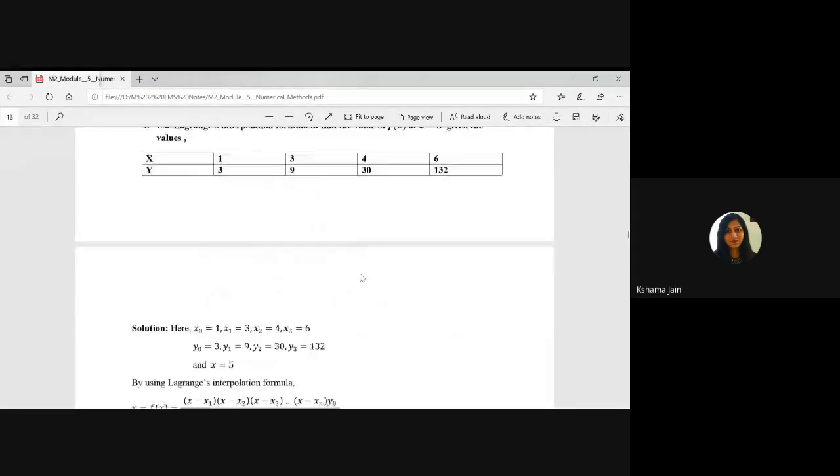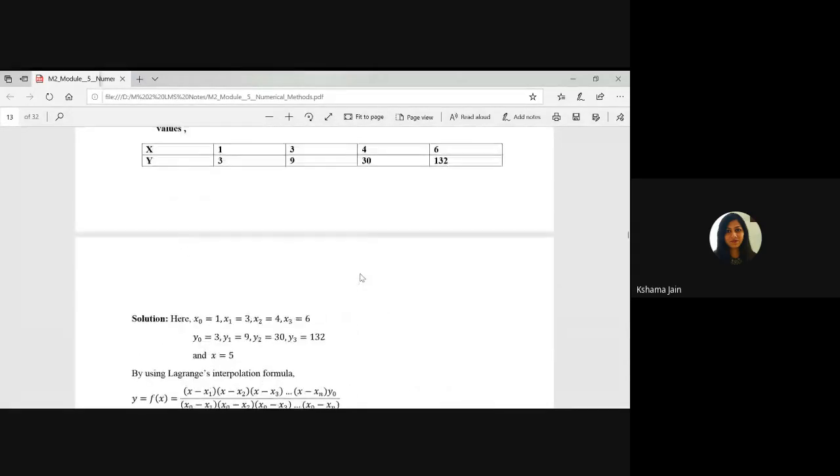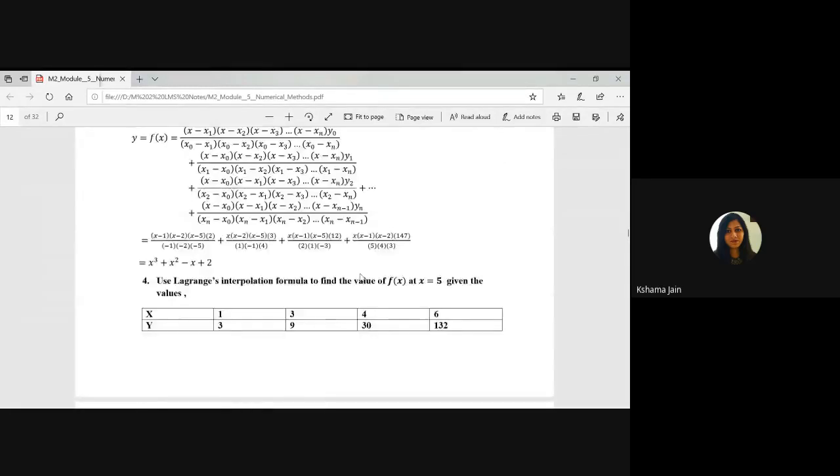Again, four problems are there based on it. You can do it yourself. And if any doubt is there, I am always there. You can ask me by any mode. You can leave me a mail. You can ask me on WhatsApp. So any doubt in this method, you can ask without hesitation. Please ask.